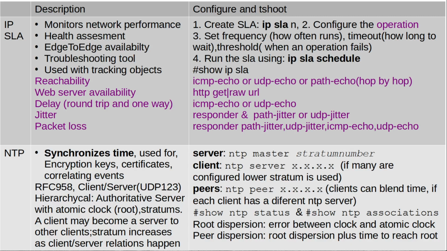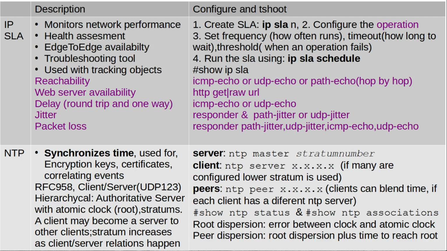This is very useful because, for instance, if you want to know in real time if a remote device is alive or not, you can use the reachability feature, and in that case you can use the ICMP echo in order to know if, for instance, your default gateway is still alive. You can also test for web server availability, delay, jitter, packet loss, and so on.